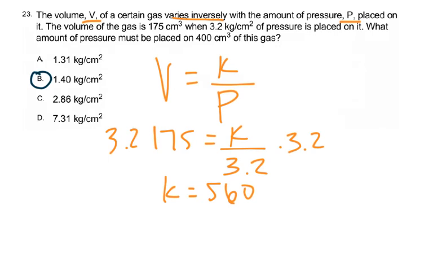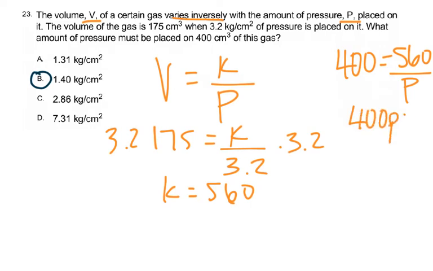So now I want to know, what is the amount of pressure placed on 400 volume? And I know that my k is now 560. So the only thing that I could do to move the p to the other side is multiply. And then the last thing I do is divide both sides by 400. So 560 divided by 400 is 1.4. So B is the answer.